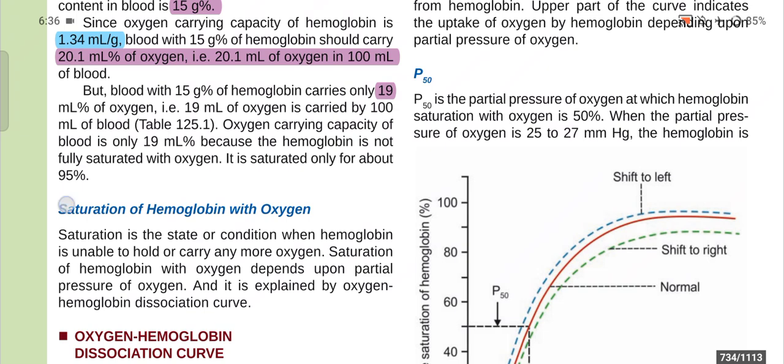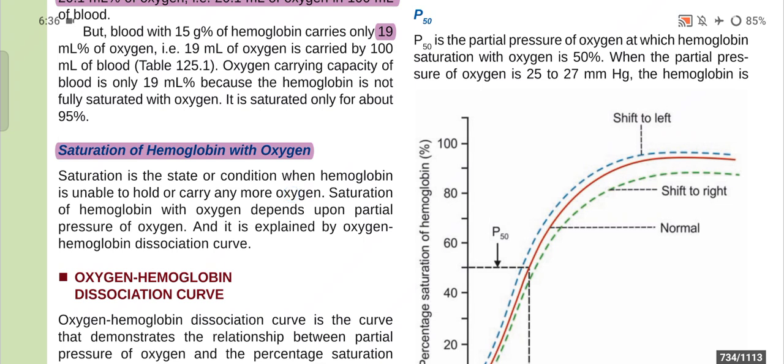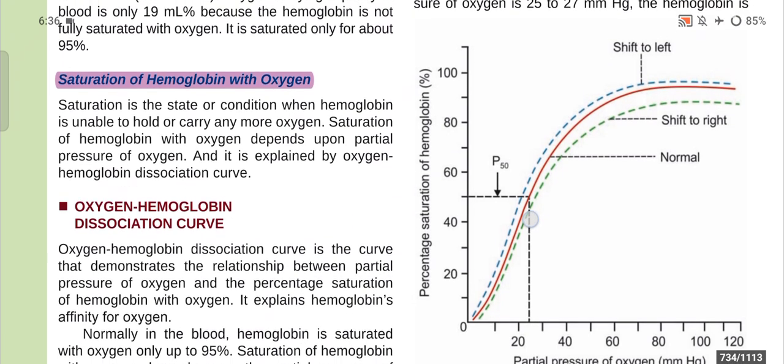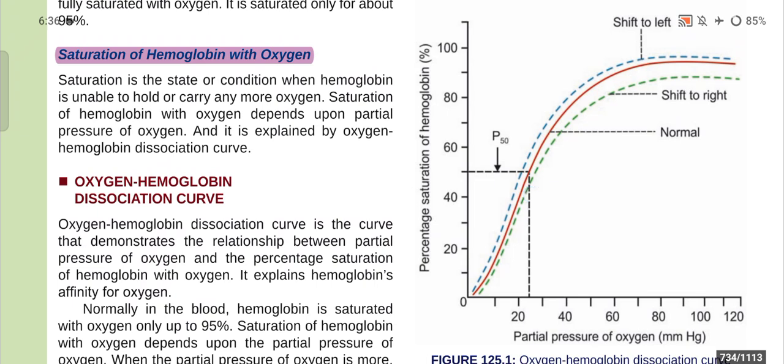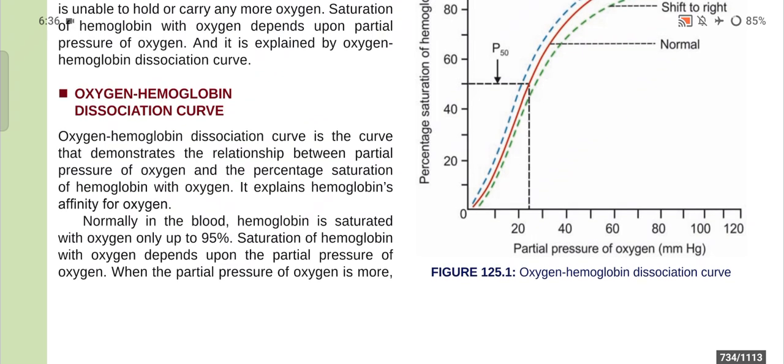Now, saturation of hemoglobin with oxygen. Saturation of hemoglobin is a state or condition when hemoglobin is unable to hold or carry any more oxygen, and saturation of hemoglobin with oxygen depends upon the partial pressure of oxygen, and it is explained by the oxygen hemoglobin dissociation curve. So what is the oxygen hemoglobin dissociation curve? It is the curve that demonstrates the relationship between the partial pressure of oxygen and the percentage saturation of the hemoglobin with oxygen, and it explains the hemoglobin's affinity for oxygen.